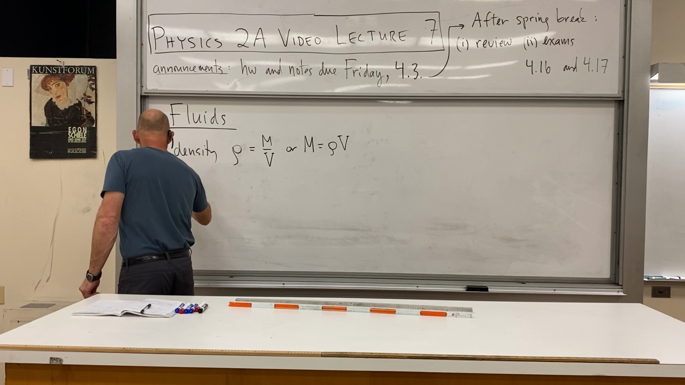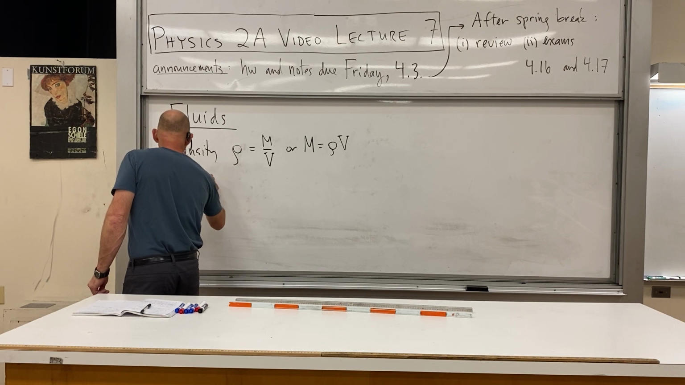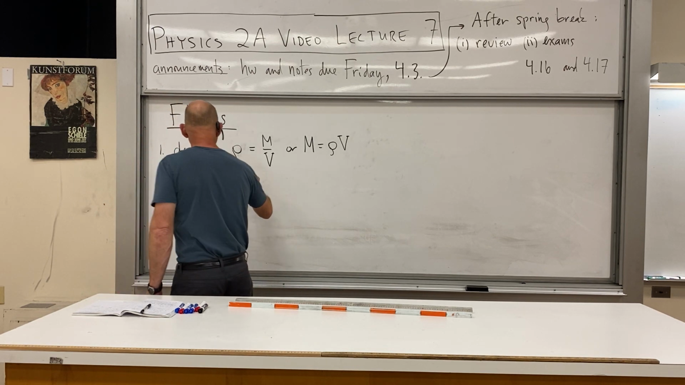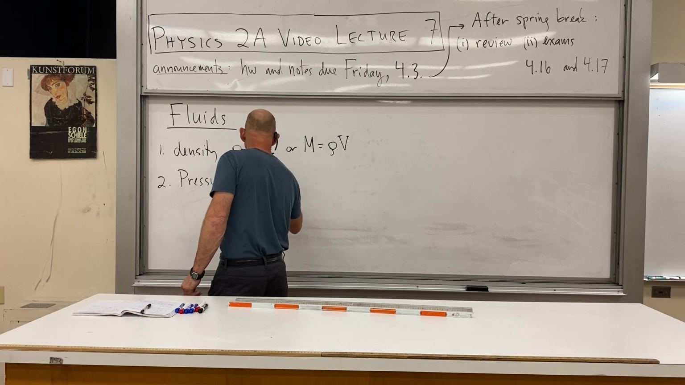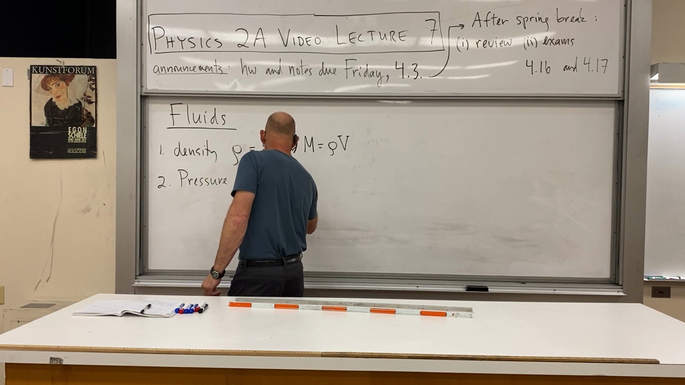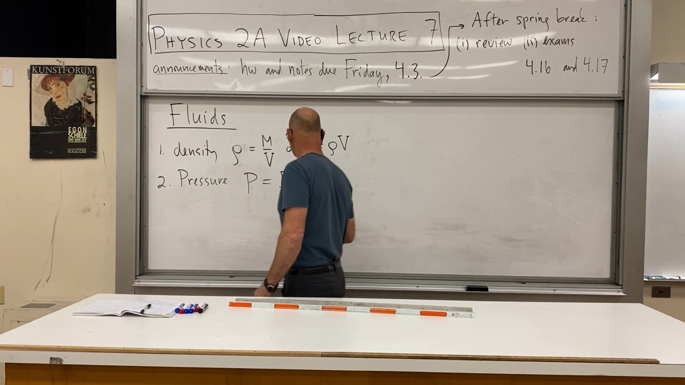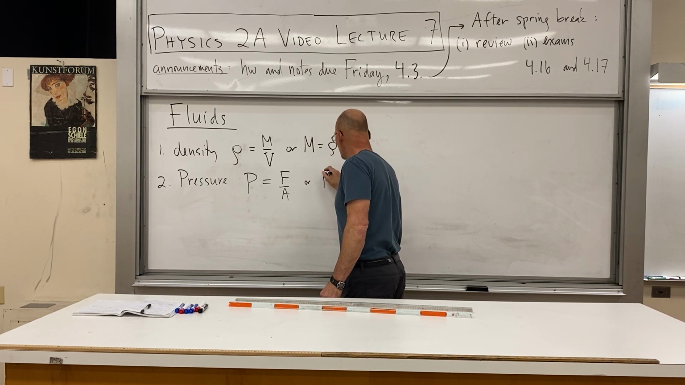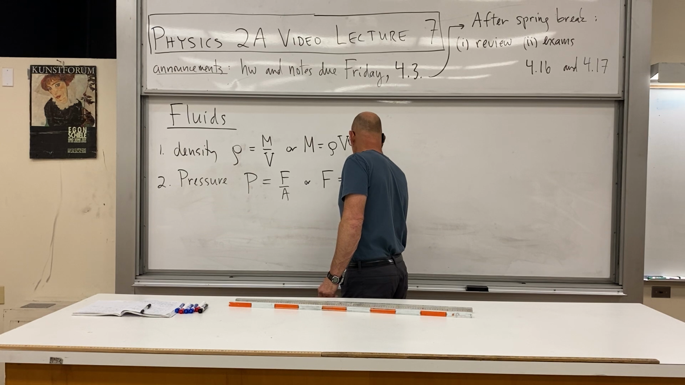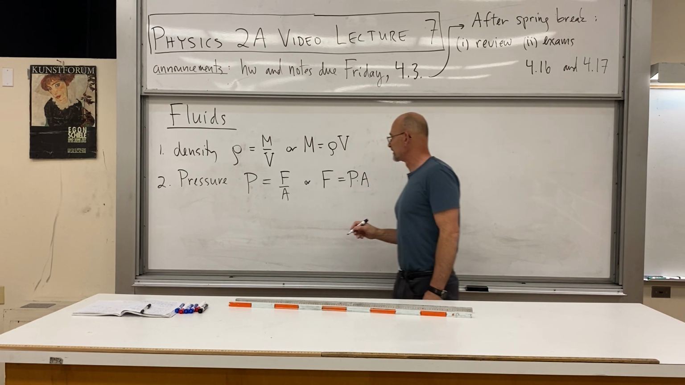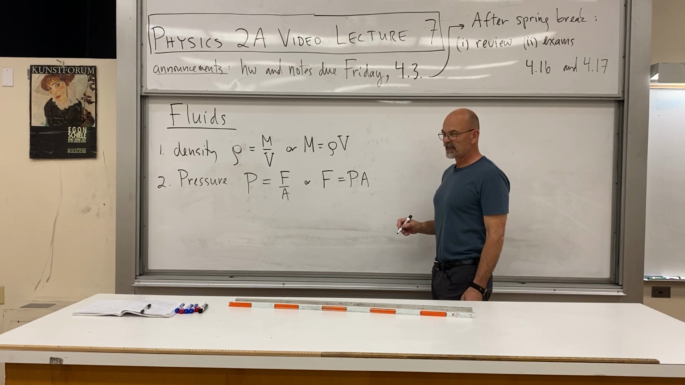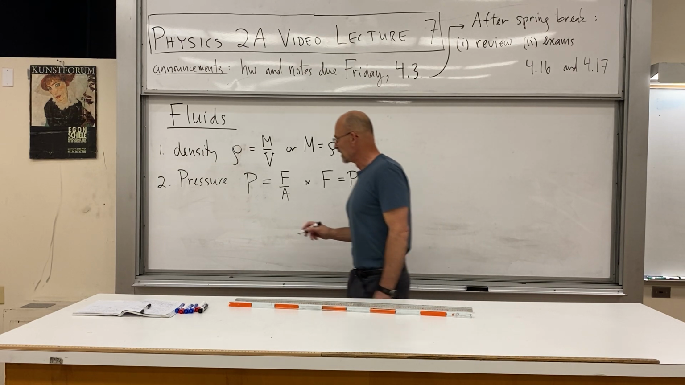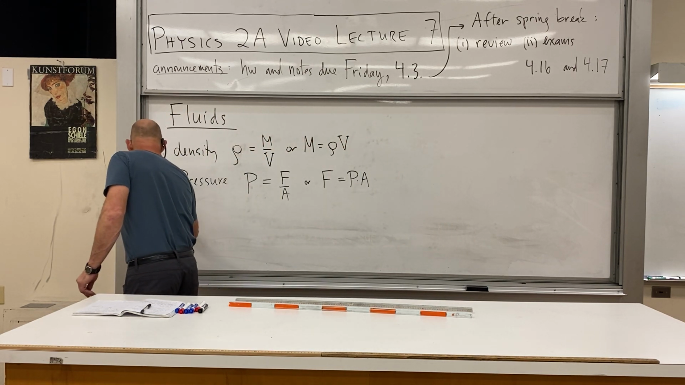We had the definition of pressure, where P, the pressure, is equal to the force divided by the area. And we can also, and often do, use that the force is equal to pressure times area, right? These are equivalent, come right out of the definition. Okay, so those are basically definitions.